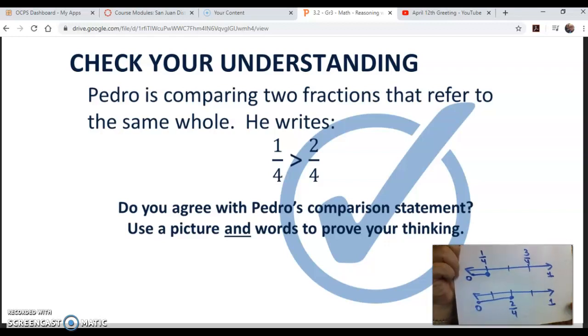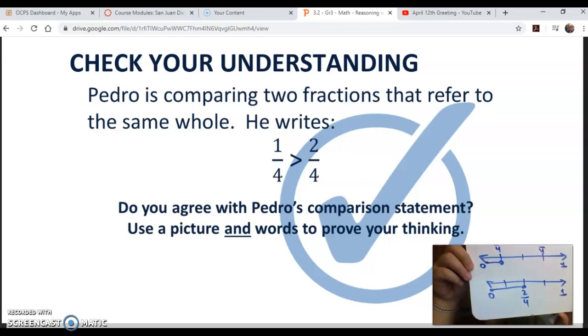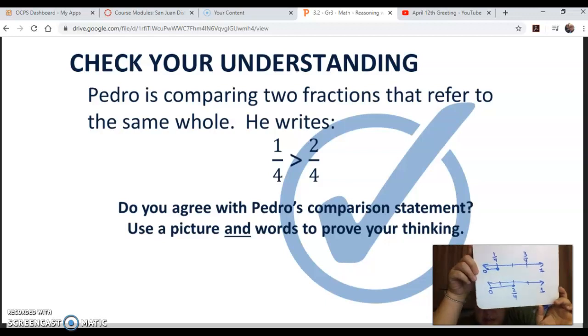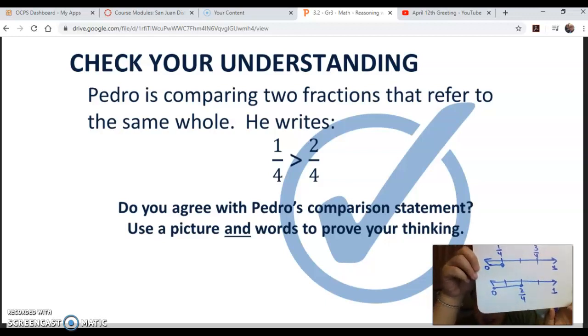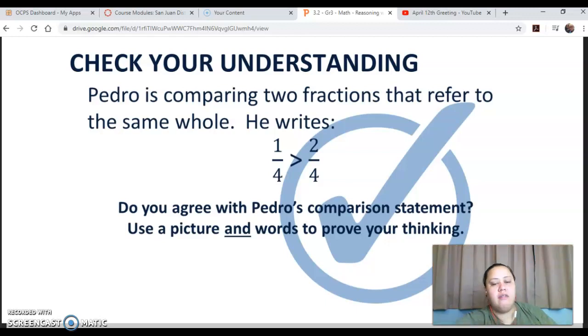Okay. And comparing the same size number line, which fraction went further down the number line? And you can see it's 2/4. So 2/4 is actually greater than 1/4. So how can we correct his statement? We can't switch the numbers around. You can't just say, well, 2/4 is greater than 1/4. That's not the first number that is in the number sentence.